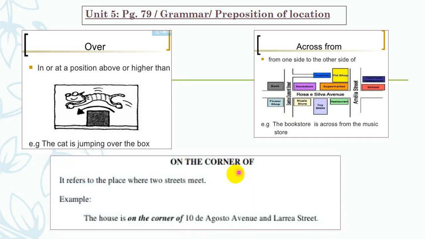On the corner of, it refers to the place where two streets meet. Okay, let's say for example, the flower shop is on the corner of Rosa Street and let's say this is Saint Street. Okay, so the flower shop is on the corner of Rosa Street and Saint Street. Okay, so it refers to a place where two streets meet. This is the point, where Saint and Rosa Street are meeting.